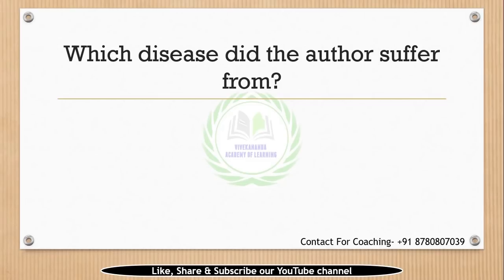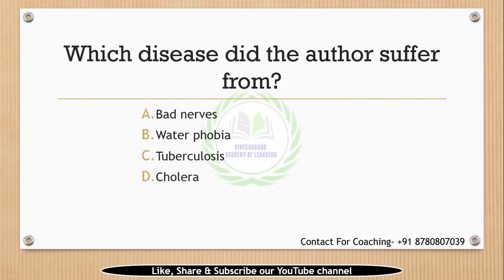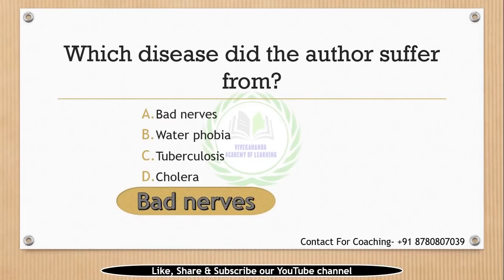Next question. Which disease did the author suffer from? Options are A. bad nerves, B. water phobia, C. tuberculosis, D. cholera. So the correct answer is bad nerves. A is the correct answer.